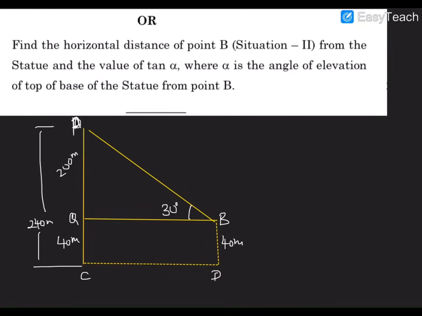In the next part of the question, find the horizontal distance of point B, situation second, from the statue and the value of tan alpha, where alpha is the angle of elevation of the top of the base from point B. As we know, the base of the statue is 58 meters, so I am drawing it separately over here with the green color. Suppose this is 58 meters, and you have to find from B the angle which is given as alpha.